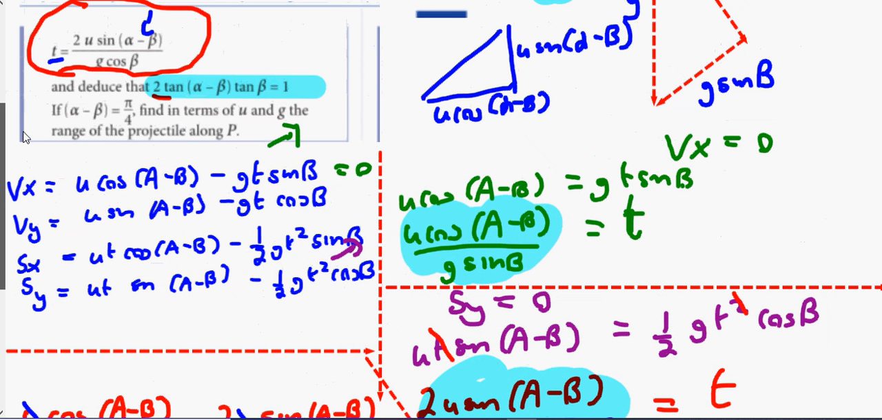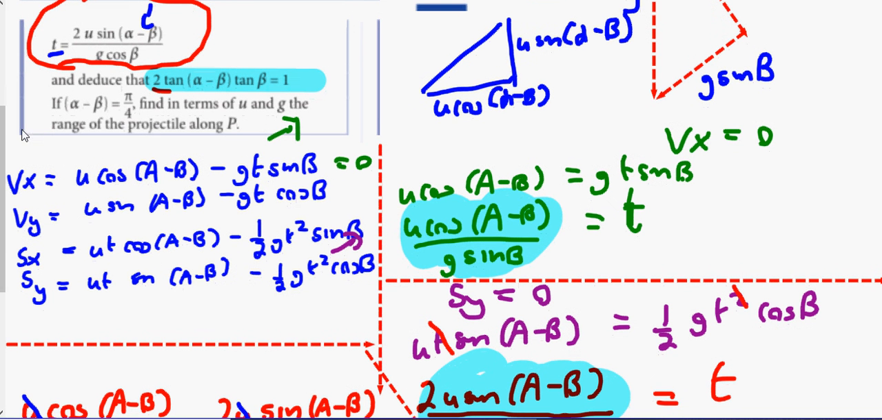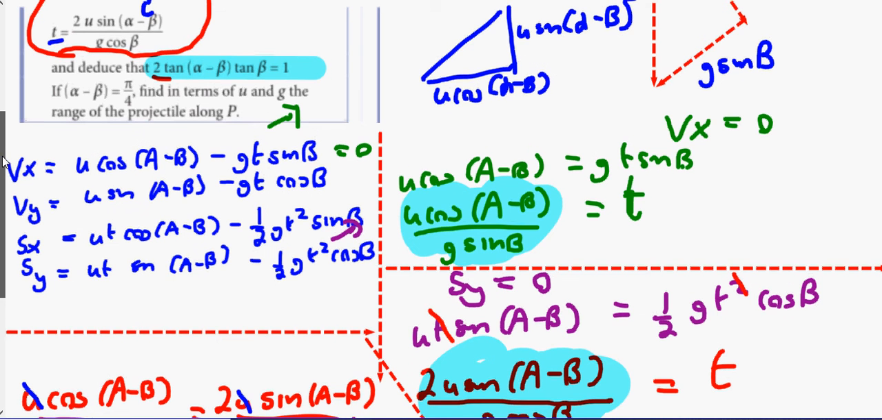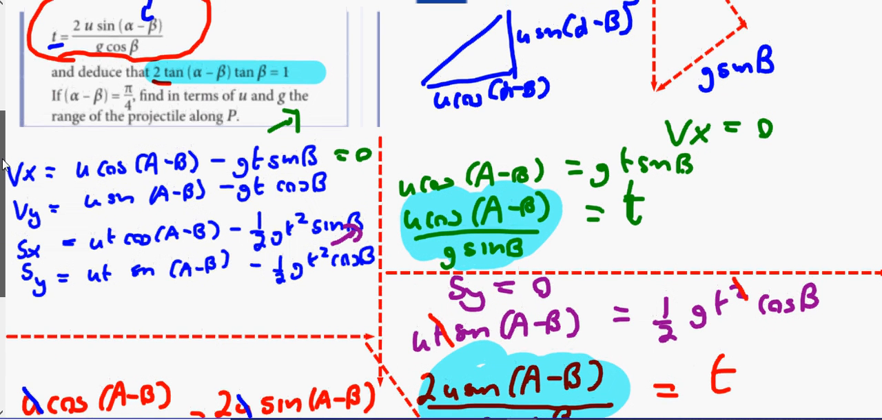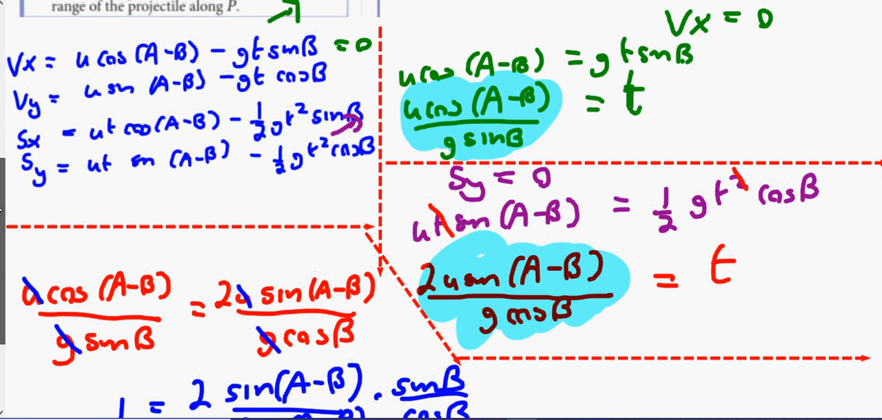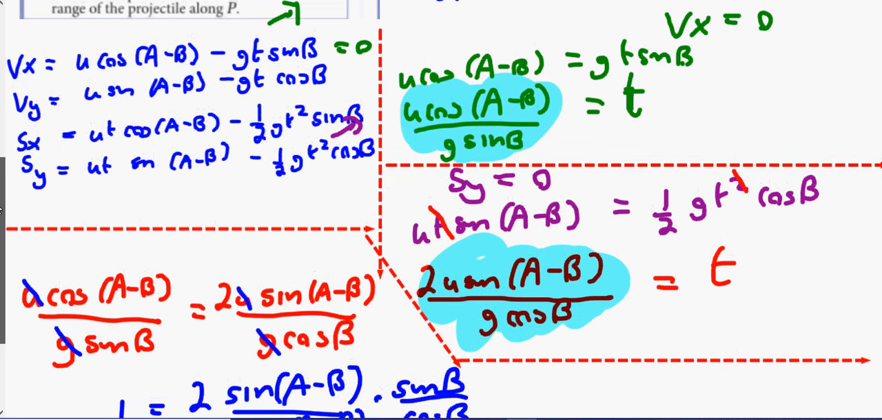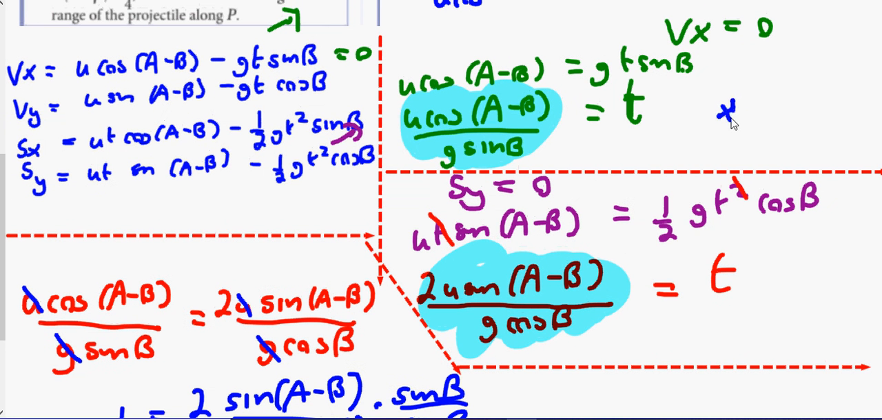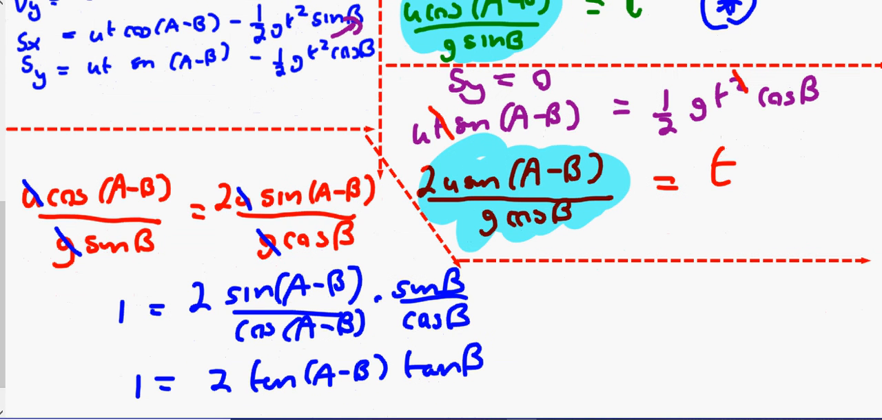Alright. If a minus b equals pi over 4, find in terms of u and g the range of the projectile along p. Okay. Whenever we agree that range is time of flight inserted into Sx. Does it matter which time of flight I use? Shouldn't. So I'll just pick one of them. It shouldn't make a difference. I'll just pick the top one to throw in. So I'm going to write down the Sx equation here. I'm going to reduce the size of this as well.